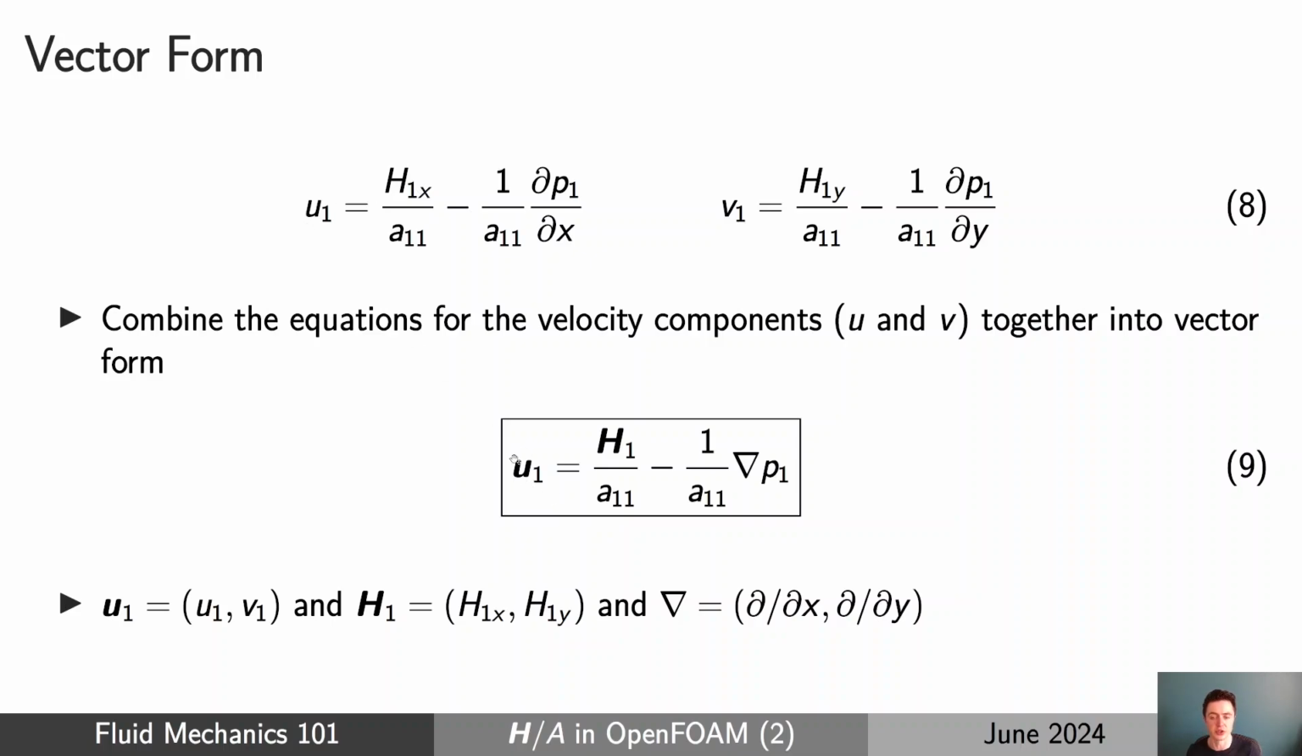And I choose to use bold notation here for vectors rather than using an arrow over the top. You can see we've just combined the velocity components together. The components of HbyA are combined together, because remember this is a vector quantity, and the components of the pressure gradient are combined together into the pressure gradient vector, which you can see there.